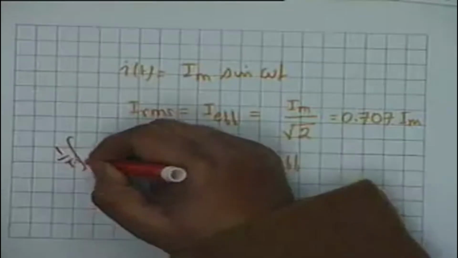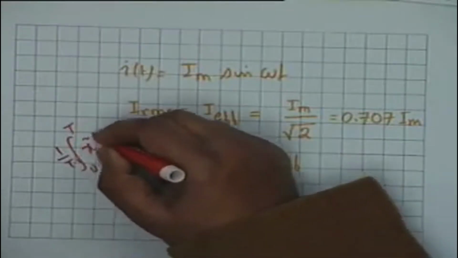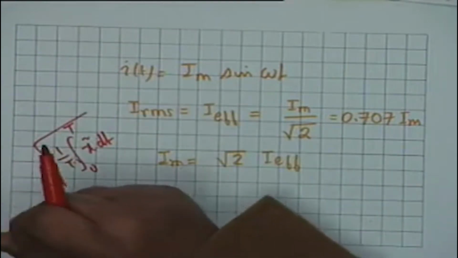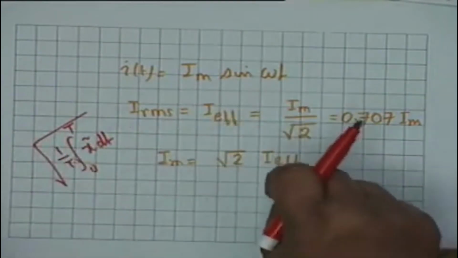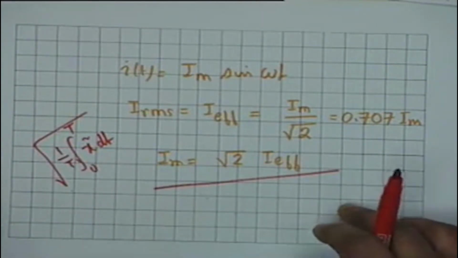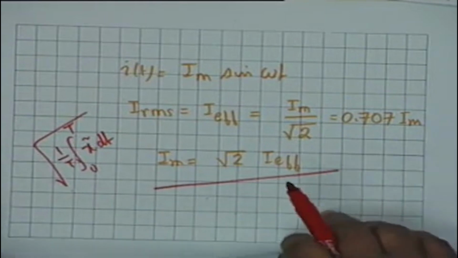For other periodic waveforms you shall have to calculate by substituting in 1 by T integral 0 to capital T of x squared dt, then taking the square root. You shall have to calculate for each case. It is only for a sinusoid that this shall be valid, that is, the peak value is root 2 times I effective.